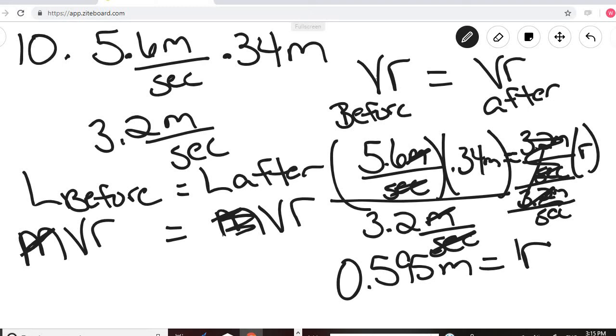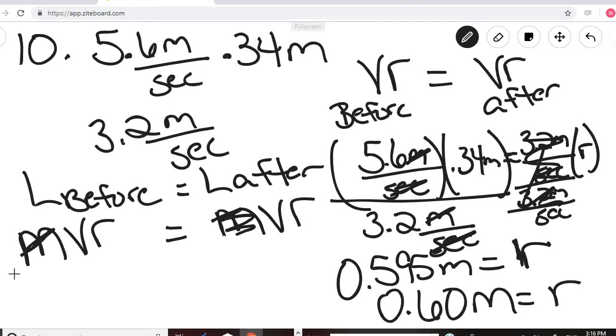So when the object slows down, its radius is going to increase to get that slower speed, and we can have two significant figures, so this would be 0.60 meters is equal to r.